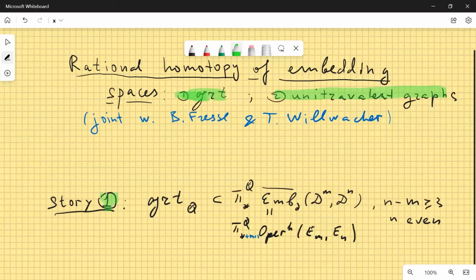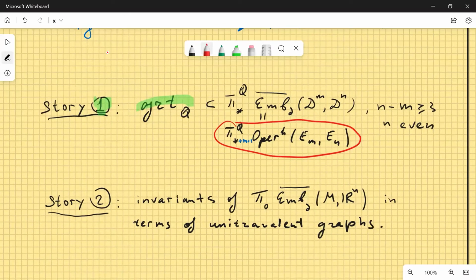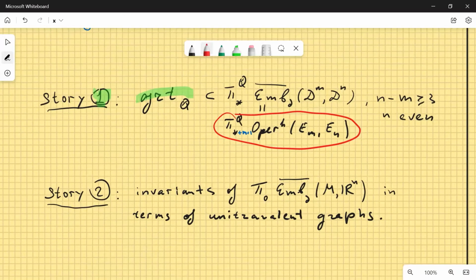So the first story, where I really want to explain how this Grothendieck-Teichmüller algebra appears as a direct summand in the rational homotopy of embedding spaces, which is the same as the rational homotopy of the map of operads, right? Benoit was talking about that. We have the looping result, and because of this, the rational homotopy of the map of operads is the same as the rational homotopy of disk embedding spaces. The second story is about invariants of zero in terms of unitrivalent graphs. I will talk about this a little bit later.